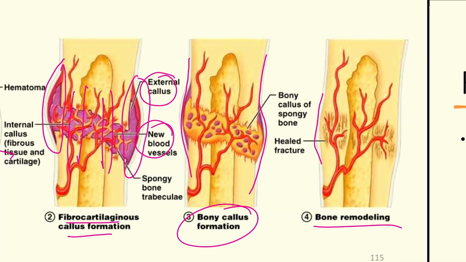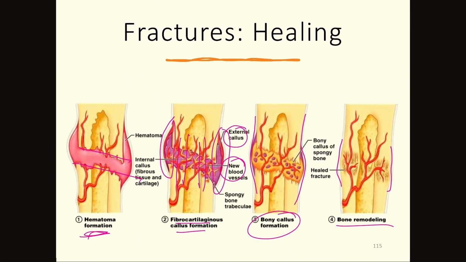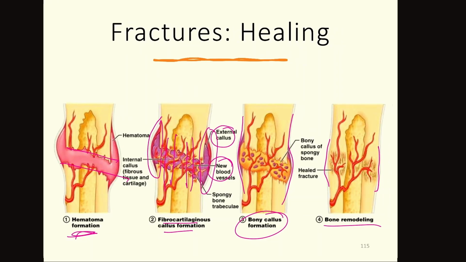Maybe a slight bump in the bone, but normally the calluses will start to shrink and resemble normal bone towards the end, but you'll still have a slight bump where that fracture was. So those are the different phases of healing the fracture. Any questions about healing fractures?